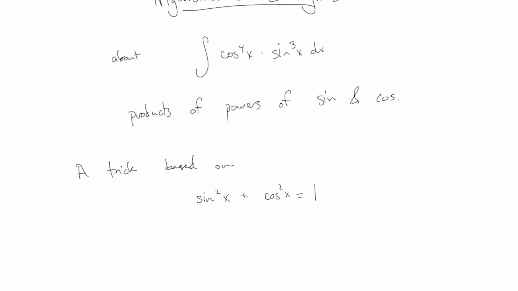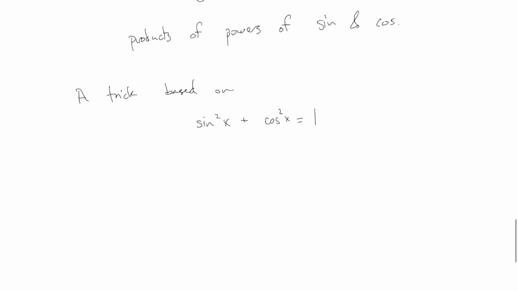Anyway, this is a trick based on that. As far as using it in this trick, it is more often written this way if you solve for one or the other. So sine squared of x is 1 minus cosine squared of x. That's just rearranging that formula. Or sometimes you want to do it the other way around. Cosine squared is 1 minus sine squared of x, right? For the trick that we're going to be talking about today, it's more useful to write it in those two ways.